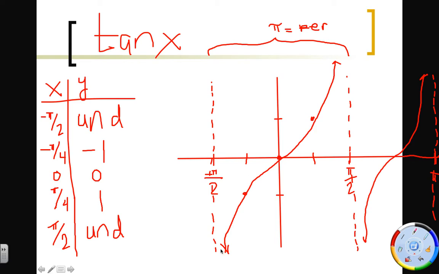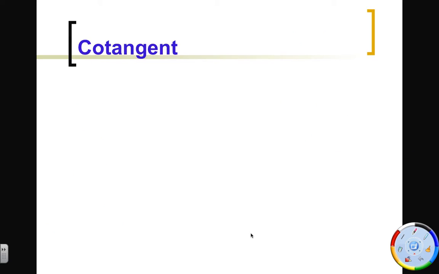All right, so it's very important that we understand the distance between two asymptotes is 1 period. Okay, so this is tangent of x. Let's go ahead and move on to cotangent. Cotangent works exactly like tangent. And what we're going to do, I know that was a little quick there, but we're just going to do the same thing we did for tangent.